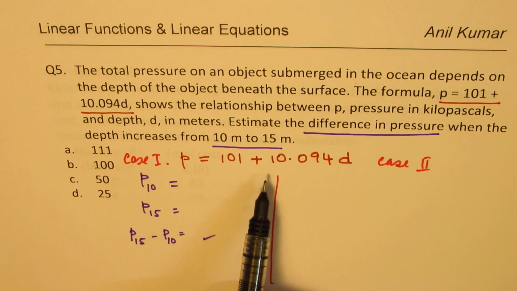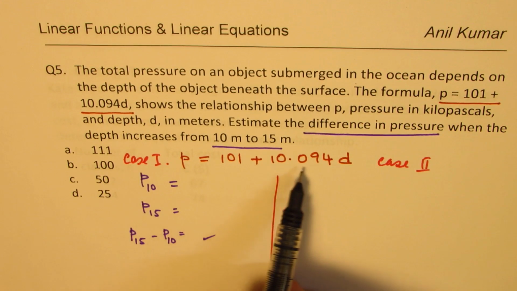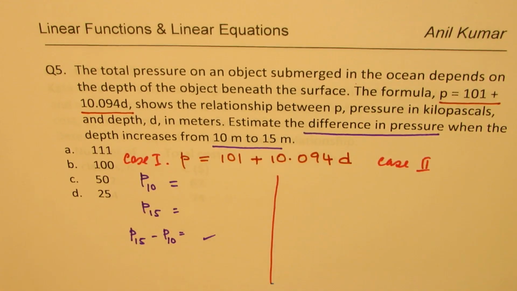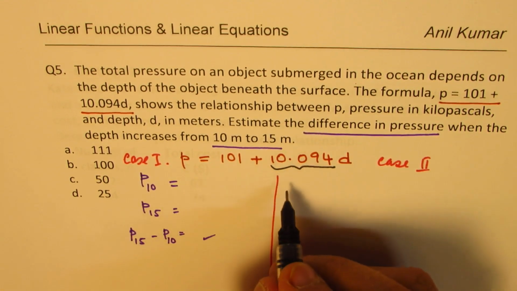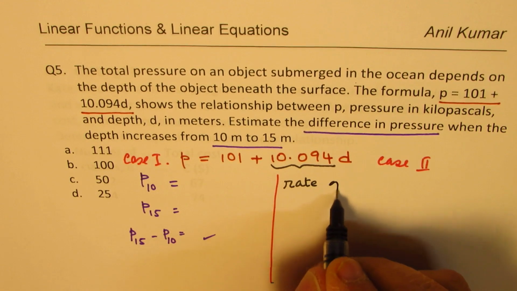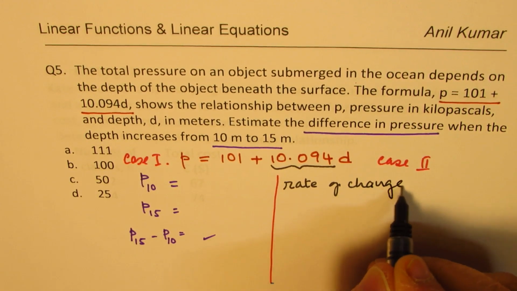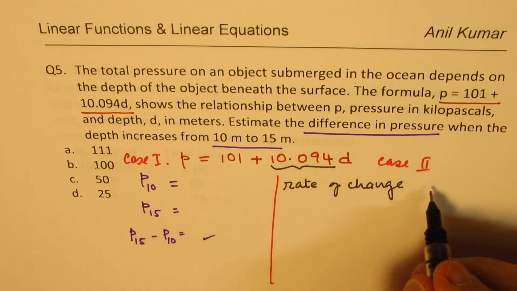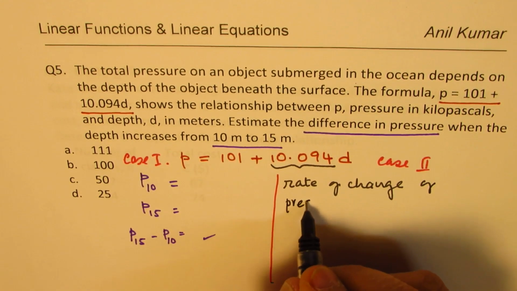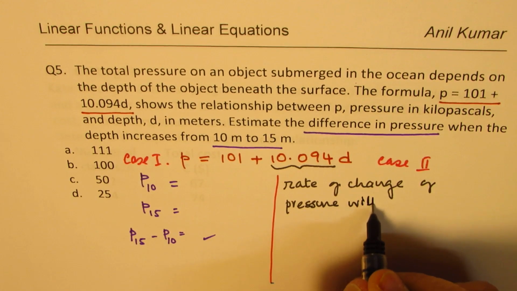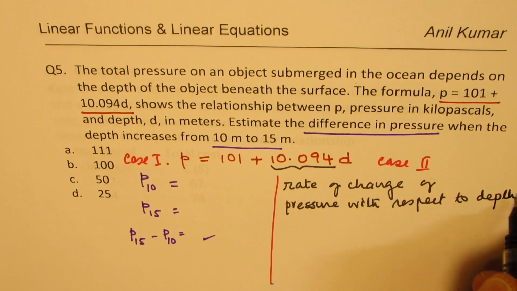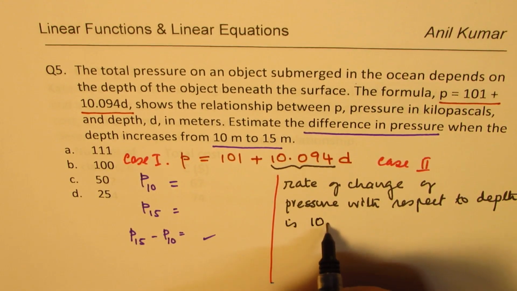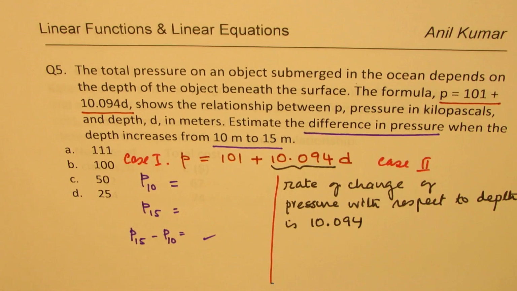Now, what should be the case 2? Case 2 is understanding of our linear equation. So when you are given a linear equation in this form, then what is the meaning of this term? And what is that? So rate of change. See, what are we interested in? Difference in pressure. So rate of change of pressure with respect to depth is 10.094. Do you understand? That is what it means, right?